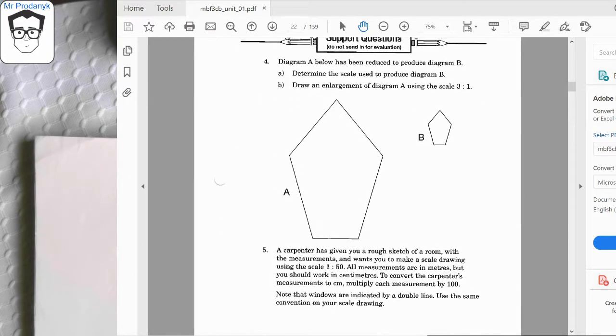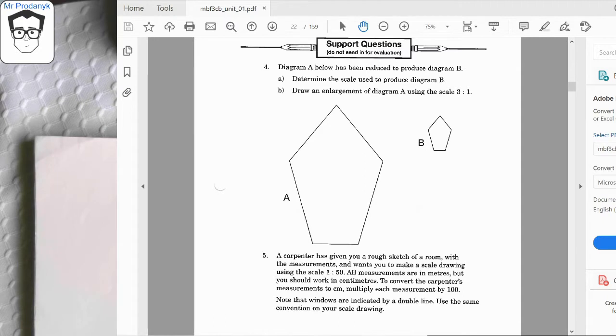Okay. So on to the next set of support questions here. In this unit, diagram A below has been reduced to produce diagram B. So we can see it's sort of a shrinking down of diagram A to diagram B. It says determine the scale used to produce diagram B. So what you're going to have to do on this one here is you're going to have to pick one leg of this diagram A, and you're going to have to physically measure that.